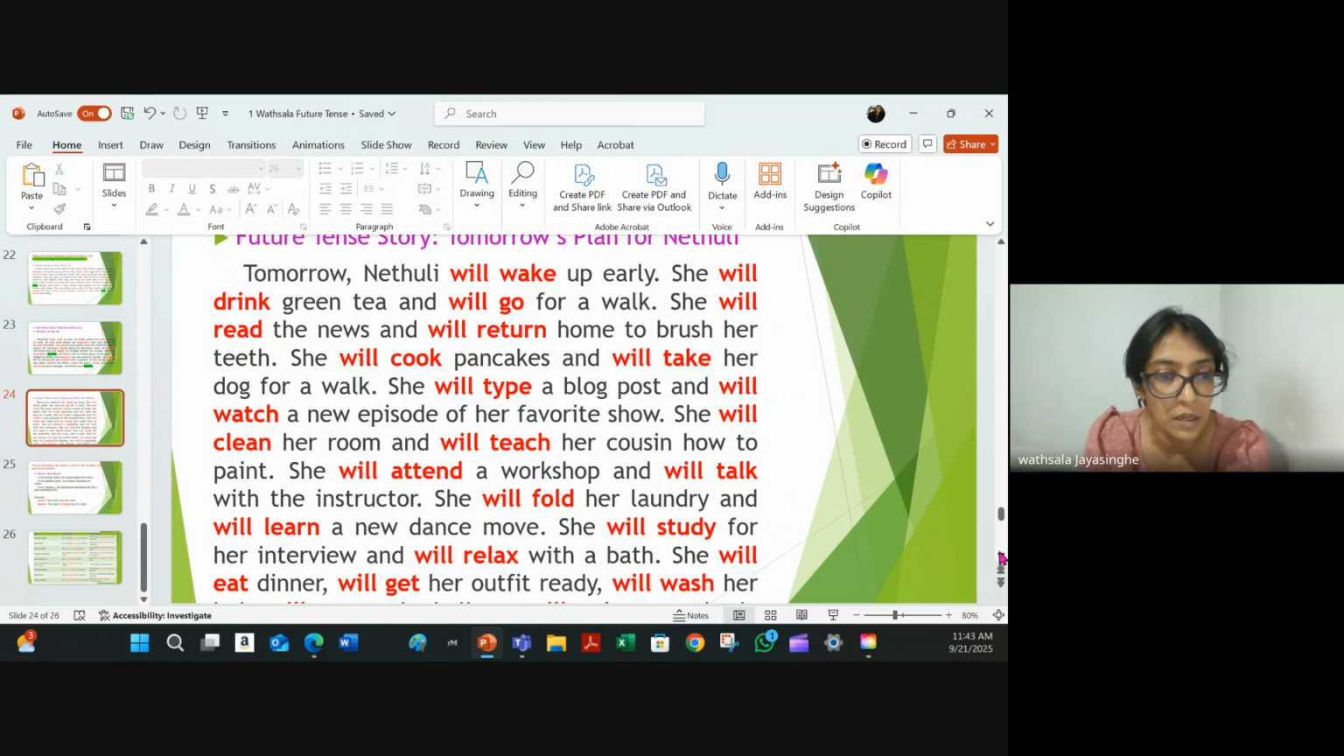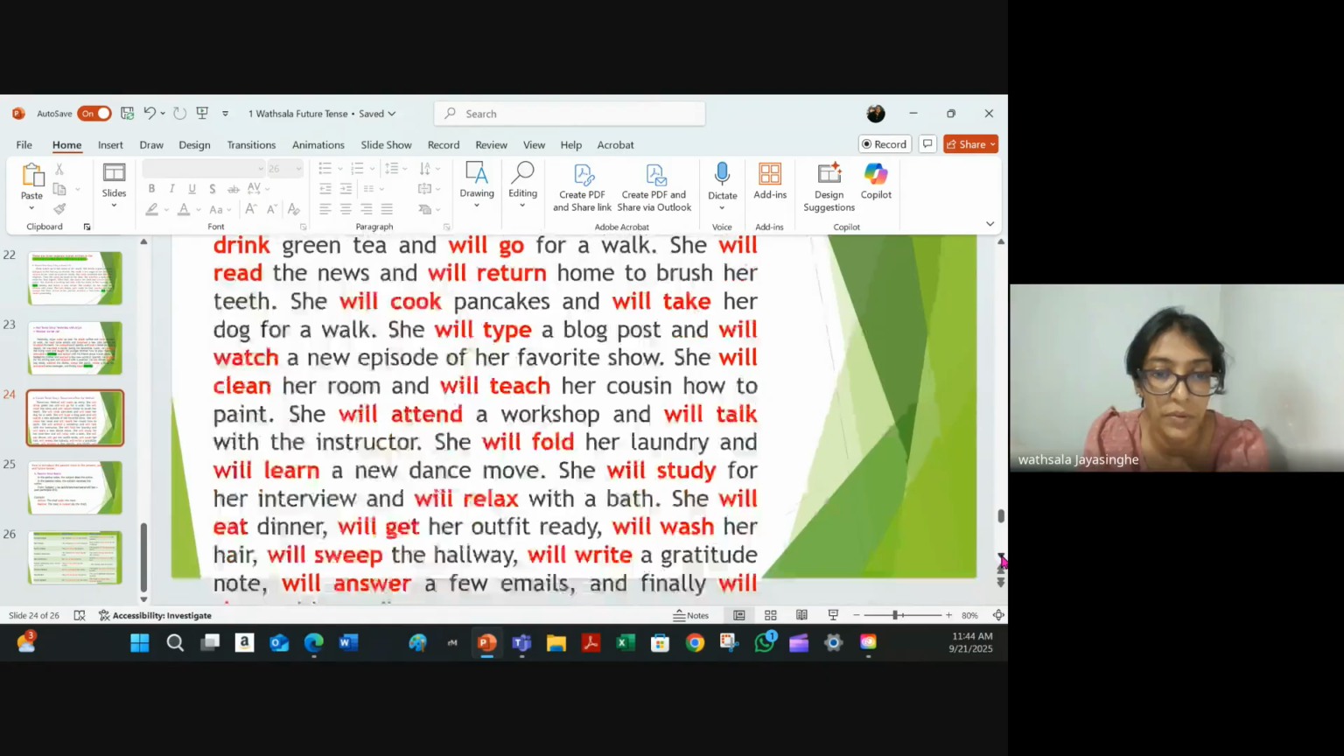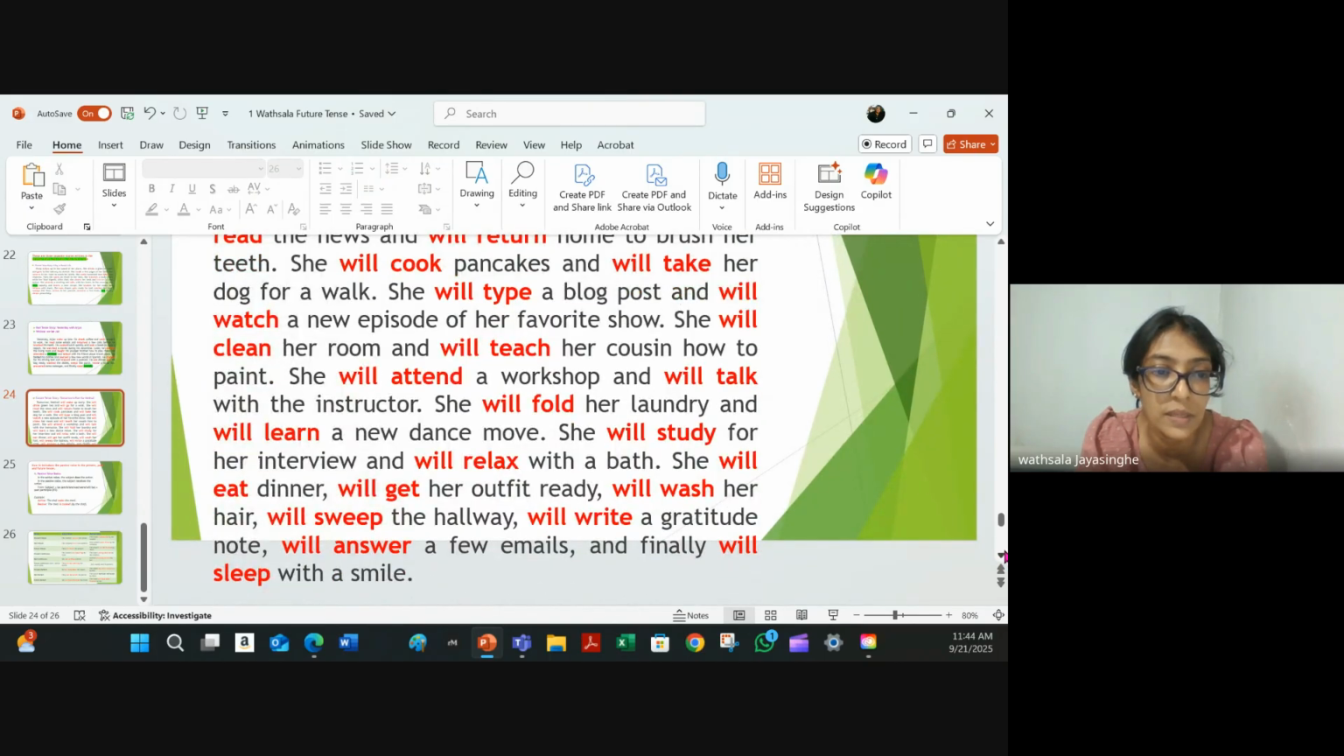She will study for her interview and will relax with a bath. She will eat dinner, will get her outfit ready, will wash her hair, will sweep the hallway, will write a gratitude note, will answer a few emails, and finally will sleep with a smile.